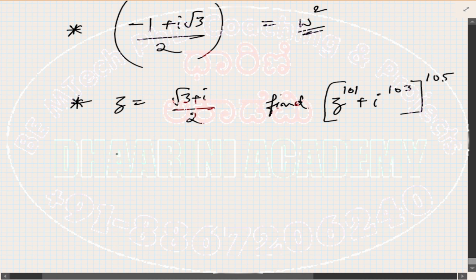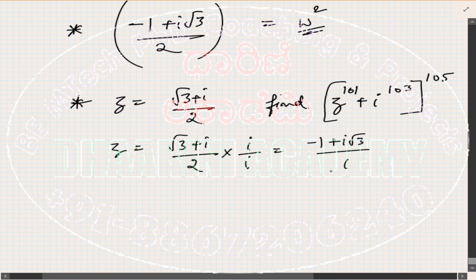Okay, z is given. Anyway, this z can be converted into the required format. So z is equal to root 3 plus I by 2. I want I to be with the root 3, so multiply and divide by I. So I into I is minus 1, then this is plus I root 3, whole divided by 2I. Since 1 by I is minus I, I can rewrite this as minus I into minus 1 plus I root 3 divided by 2, which is omega. So this is minus I into omega. All right, this is z.